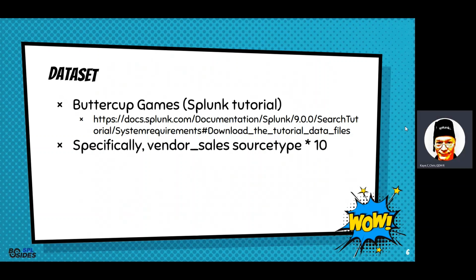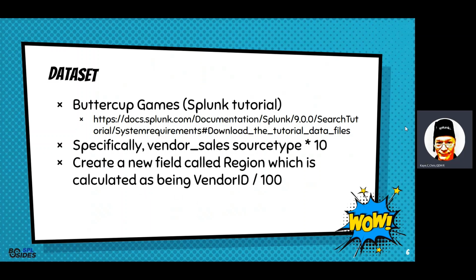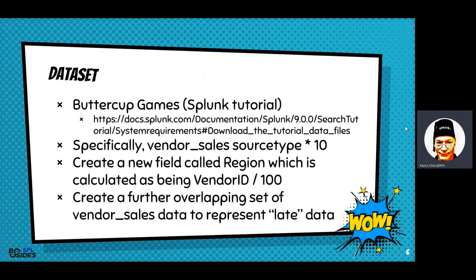To make it a bit more interesting, I have multiplied this data set by 10. I'll show you how I did that in a moment. Also, I will create an extra field which I've called region, which I calculate as being the vendor ID divided by 100. This gives me another dimension by which to group the data. I also created an extra overlapping data set to represent late data that might be coming in for this scenario.